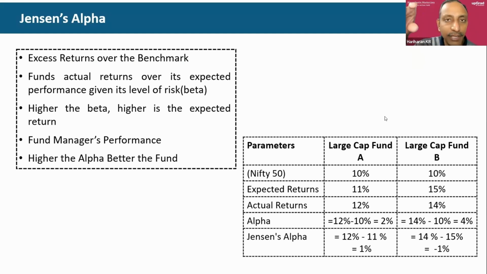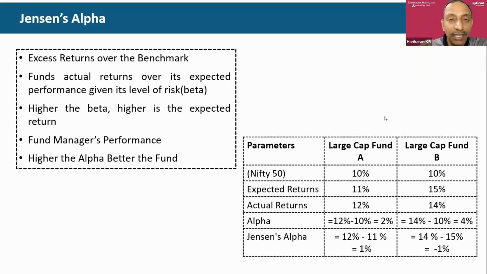So what alpha we normally look at is extra returns over the benchmark. So the benchmark is 10, fund A has delivered 12. So my alpha is 2%. Fund B has delivered 4% alpha. So what I would do is go and choose fund B because it has delivered 4% alpha, right?